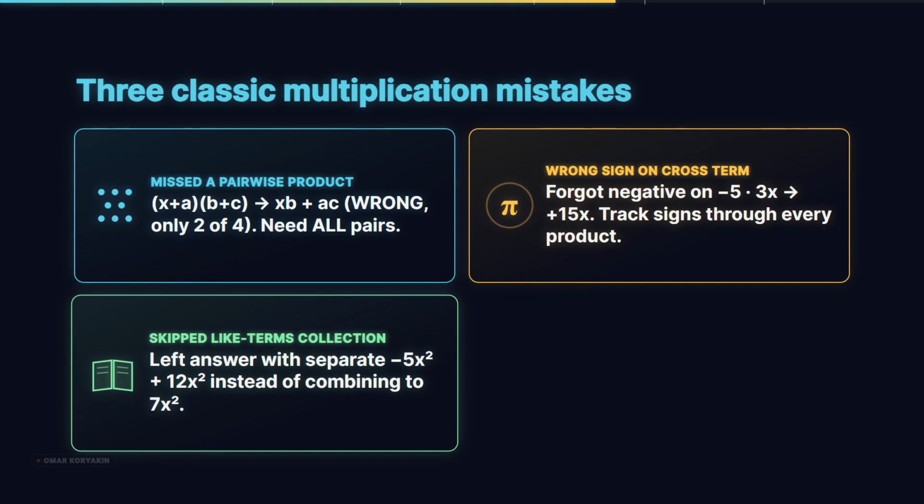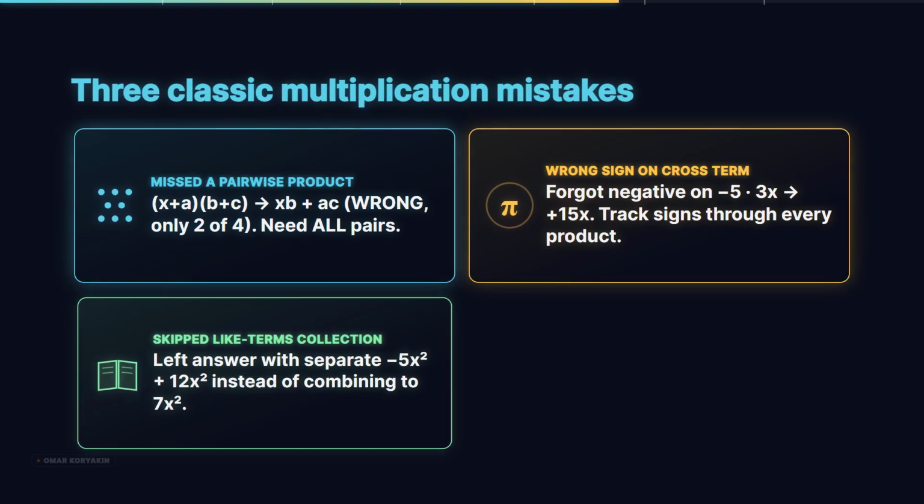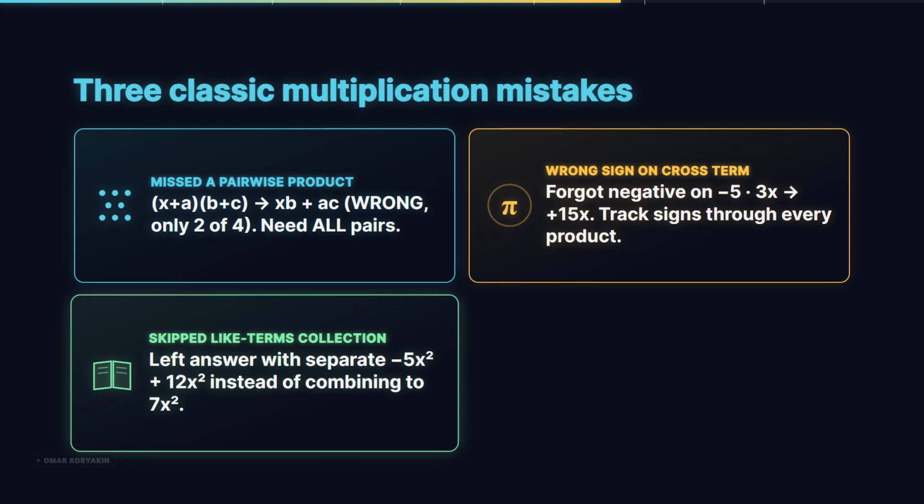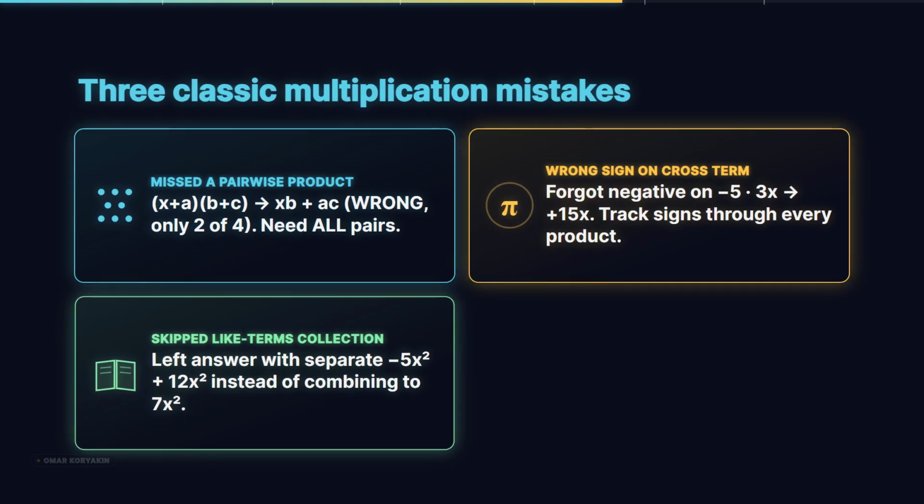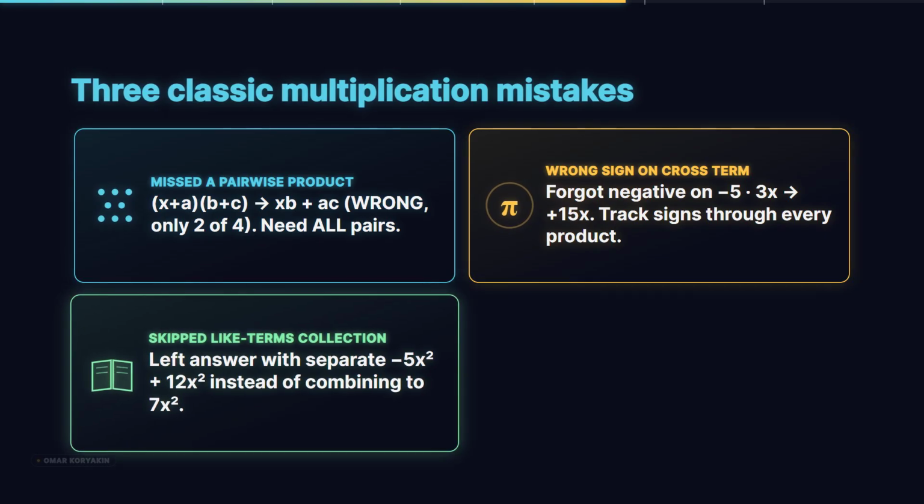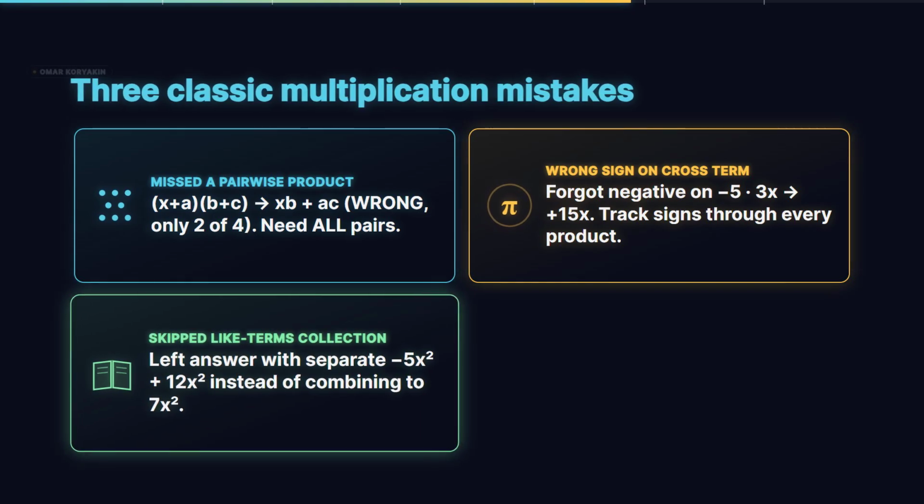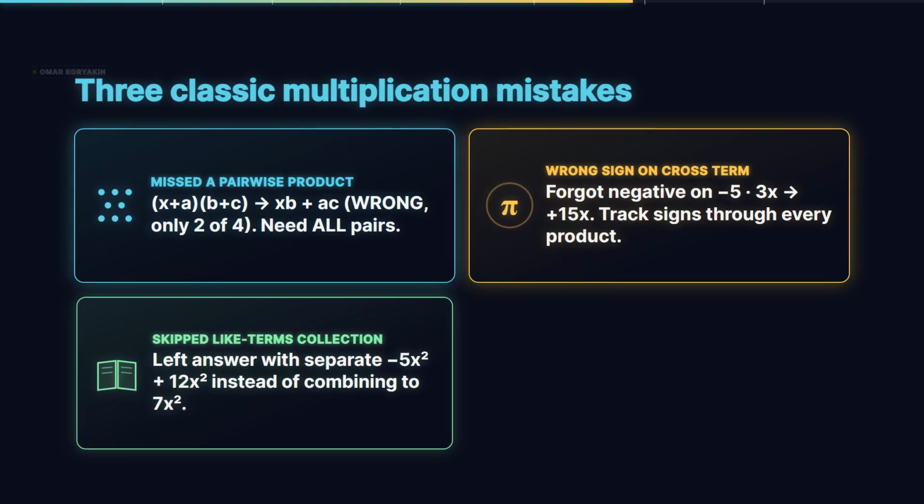Third mistake, skipping the like terms collection step and leaving the answer in expanded form. A student writes negative 5x squared plus 12x squared minus 15x minus 8x plus 4x cubed and treats this as the final answer, when the correct final answer is 4x cubed plus 7x squared minus 23x.